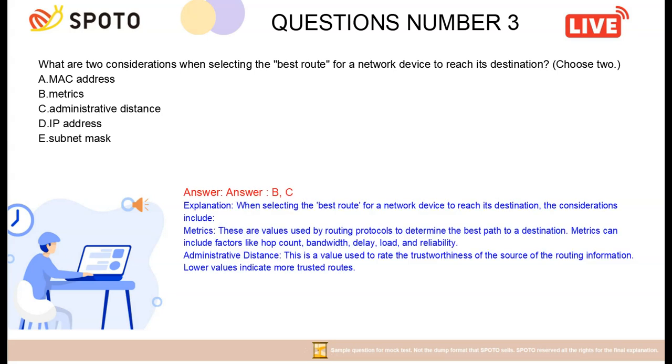Answer, B, C. When selecting the best route for a network device to reach its destination, the considerations include metrics. These are values used by routing protocols to determine the best path to a destination. Metrics can include factors like hop count, bandwidth, delay, load, and reliability. Administrative distance is a value used to rate the trustworthiness of the source of the routing information. Lower values indicate more trusted routes.